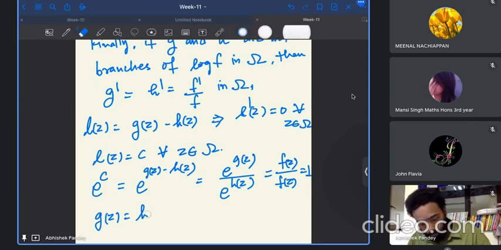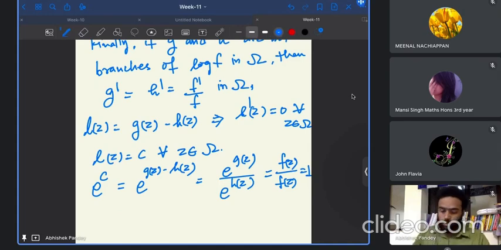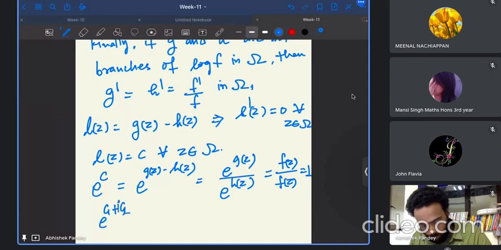Sorry, I should not say that c is 0. So now e to the power c is 1. Let us say c has, how should I write, e to the power c1 plus i c2, which is 1. So this will be 2 pi i k. So c2 will be 2 pi k, c1 will be 0 and c2 will be 2 pi k. So c will be 2 pi i k.